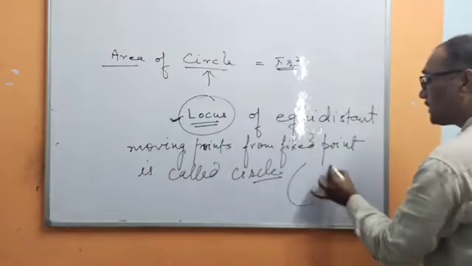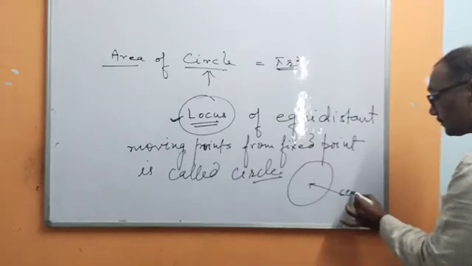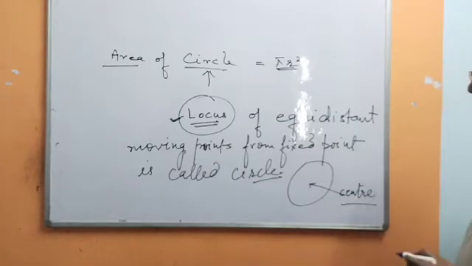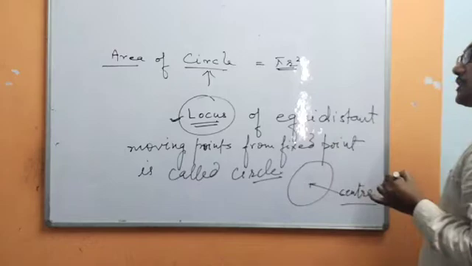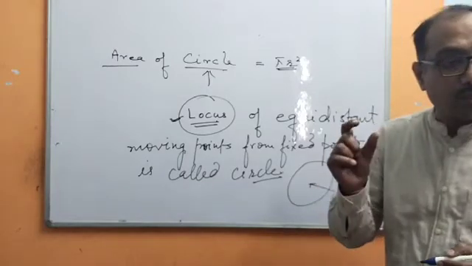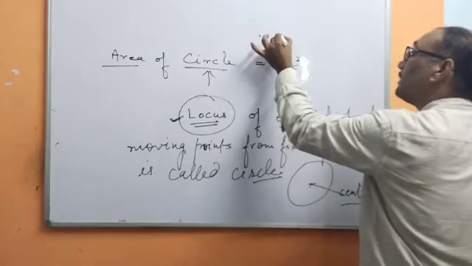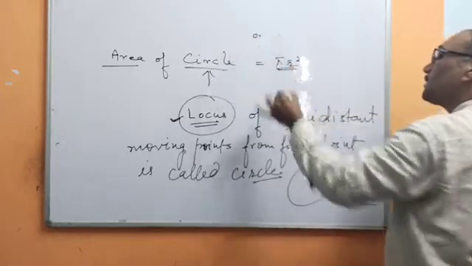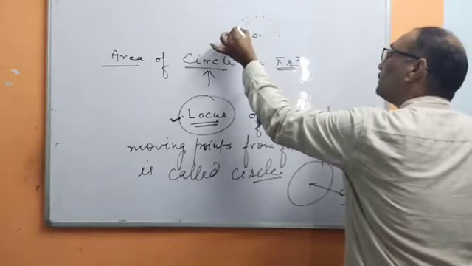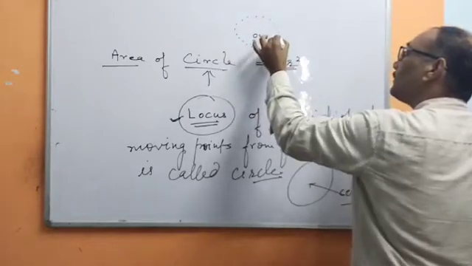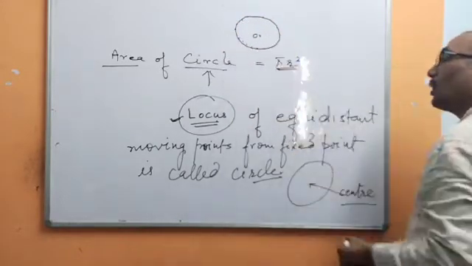If this is the circle, then the fixed point is termed as center. And if we go through the definition, see, the fixed point is this, and equidistant point, suppose the distance is 2 centimeters. We assume that this point is 2 centimeters away from this point O. So taking all the points equidistant from center, and if we join this line, then the figure obtained by joining this line is called circle.